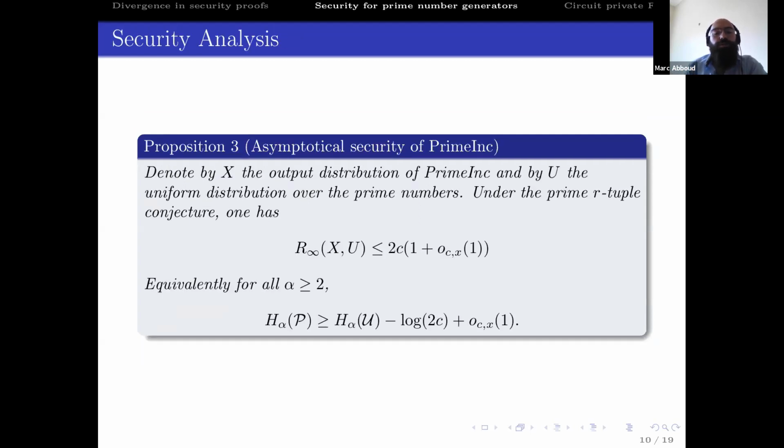We actually show in the paper that the Renyi divergence of infinite order is asymptotically bounded by a constant. This means that in security proofs, when you go from the uniform distribution to PRIMEINC, you only lose log of 2c bits of security. So you can do security proofs with that, and you can show that this generator is secure. Equivalently, you can bound from below the entropy of the algorithm, which provides security against collision attacks.